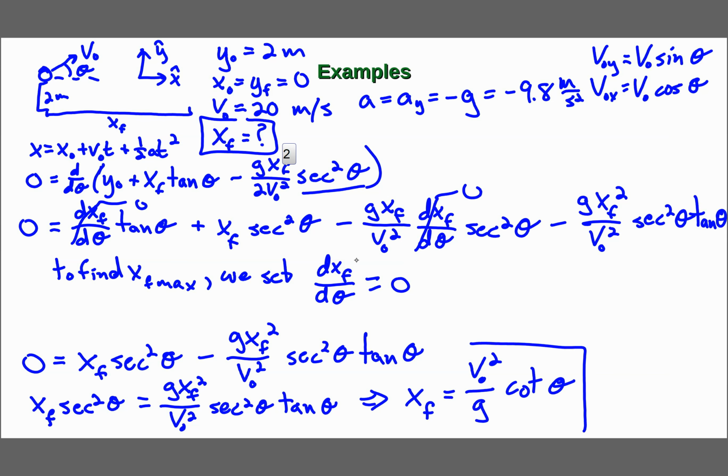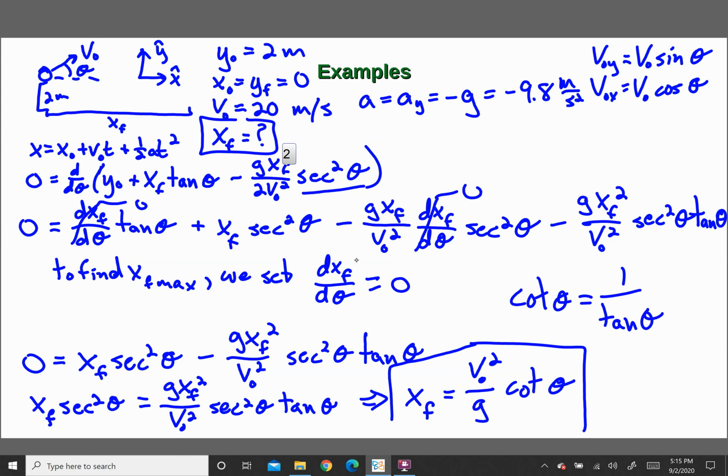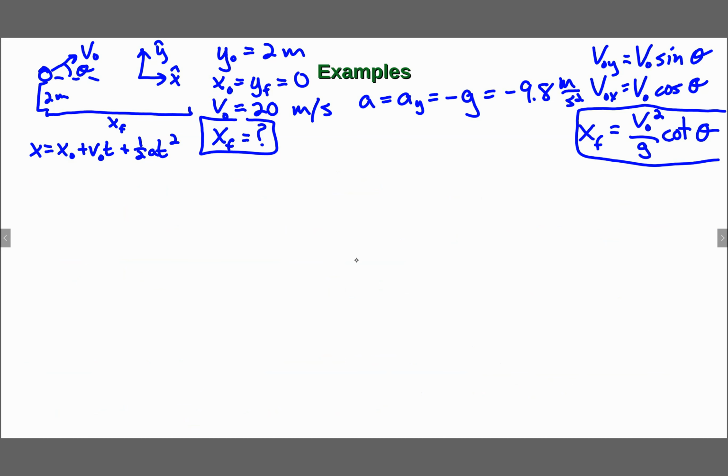Okay, so then we've solved for xf. And this cot, this is cotangent. It means 1 over tangent theta. Okay, that's cotangent. So instead of sine over cosine, this is cosine over sine. So remember from before, we solved for t in the x direction, and then we plug that into our y equation. And we got an equation like this.